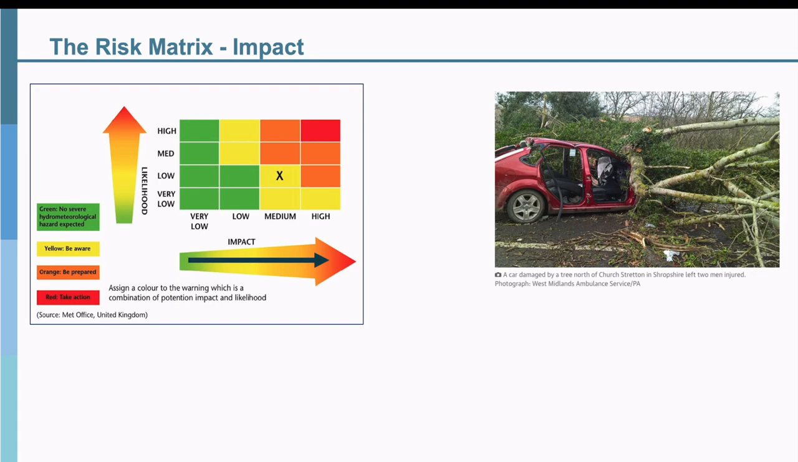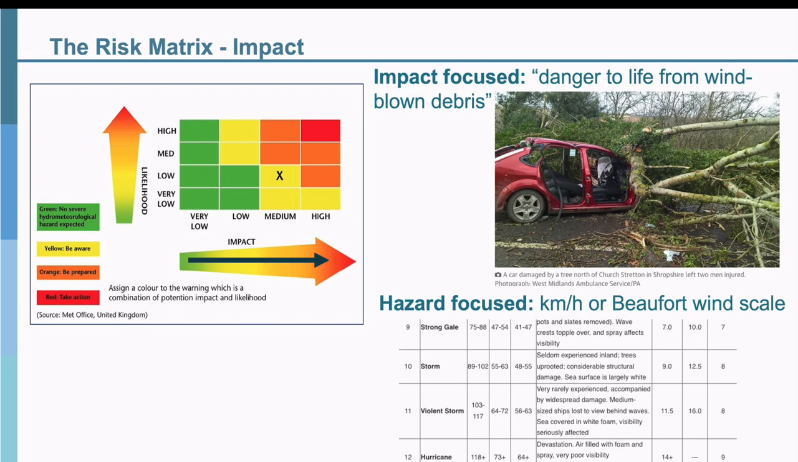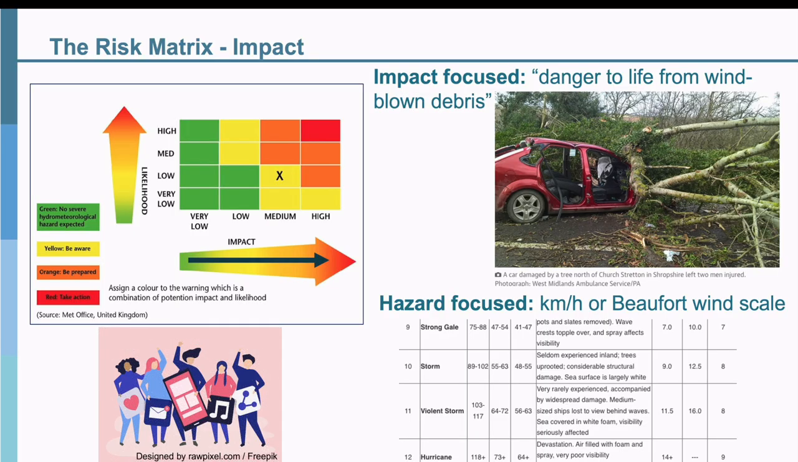like danger to life from wind-blown debris, instead of using the kilometer-per-hour scale, or hazard-focused statements like winds reaching hurricane force. This kind of impact assessment gives more information to a user on what might happen during an event and what impacts they may need to prepare for. However, for the matrix to be successful, the impact categories need to be clearly defined and relevant to the intended target audience. This will also be covered in more detail in another MedEWSa training video. For now, let's move on to the likelihood axis.